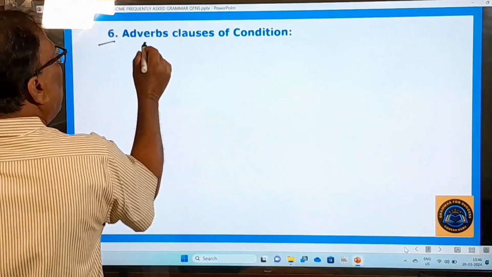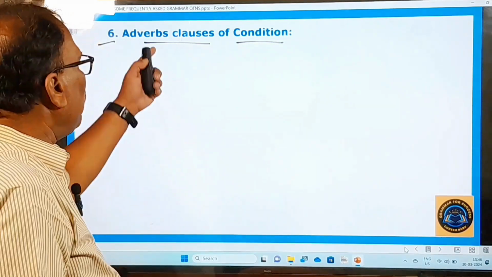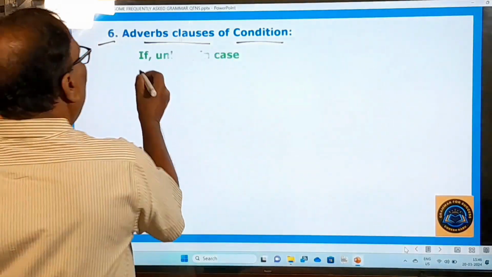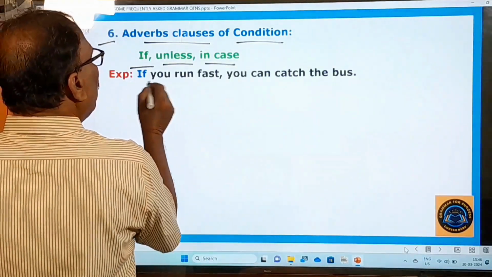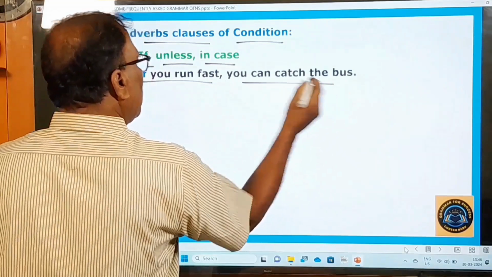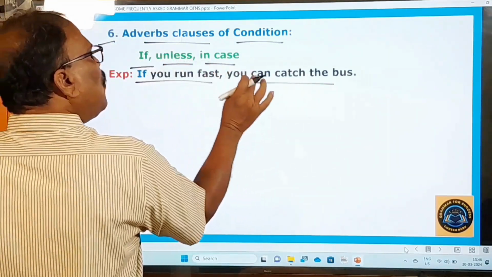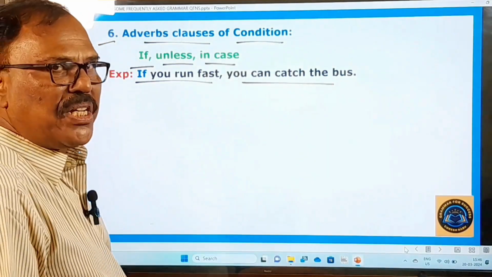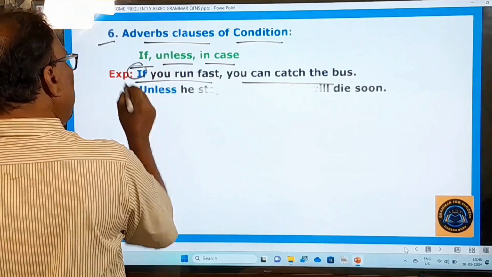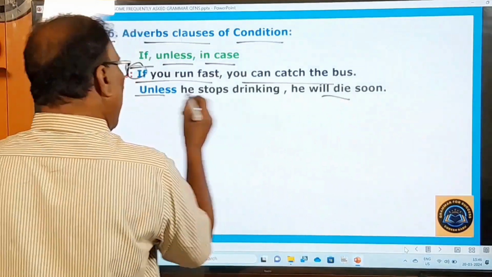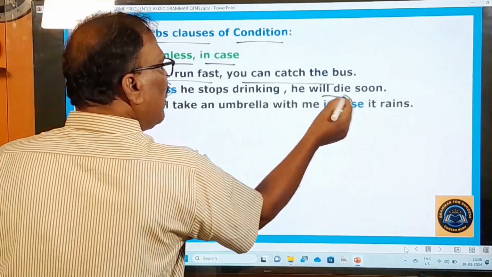Sixth one, adverb clauses of condition. What are the subordinating conjunctions that introduce adverb clauses of condition? Here, if, unless, in case, right? And now you go take the examples. If you run fast, you can catch the bus. This is a condition. If you run fast, you can catch the bus. So there is a condition in that, whatever it is. So if is used in that. Unless he stops drinking, he will die. Unless is used in this. And one more thing is that I will take an umbrella with me in case it rains.